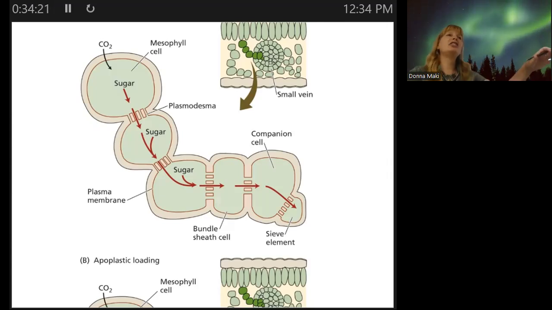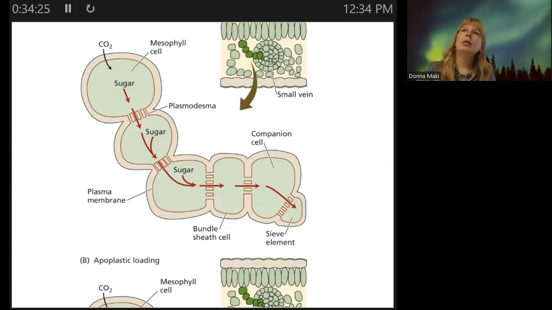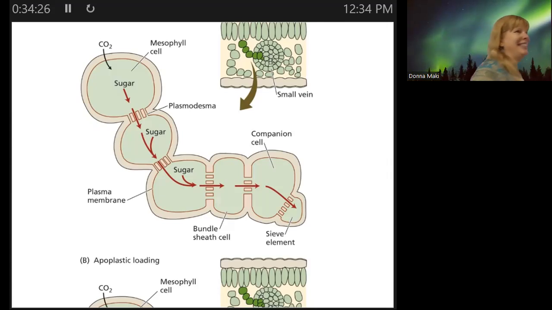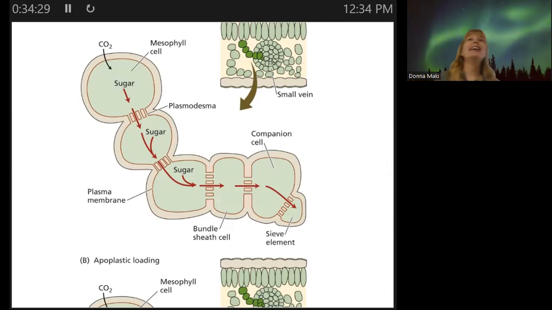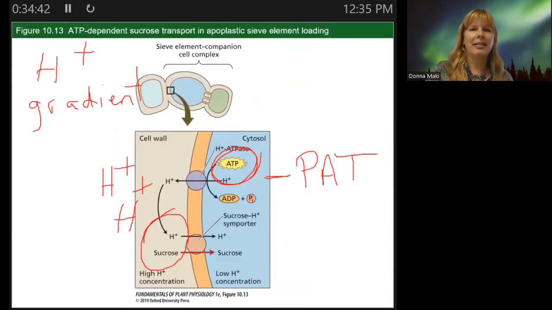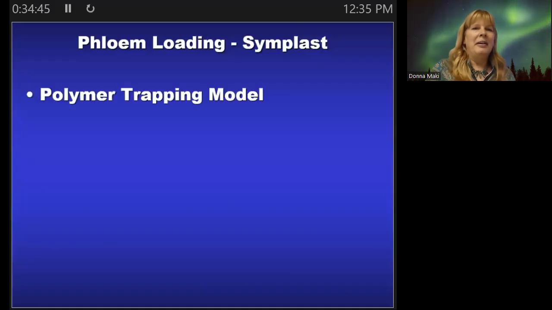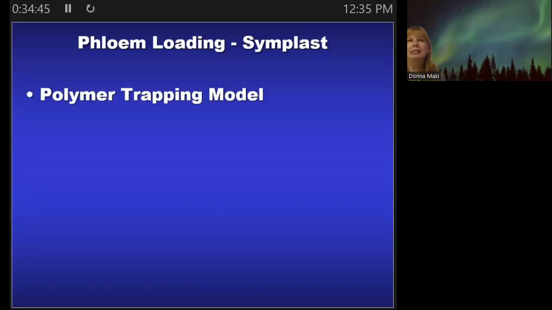So I always imagine at this point in their experimental process, they went to the nearest pub and drank a lot of beer, because they came up with a theory that sounds really outlandish at first. But when you start thinking about it, it's like, oh yeah, that could work. So I always imagine they did this over some beers and a bunch of BS. But this is what they came up with. The polymer trapping model is what they call it.